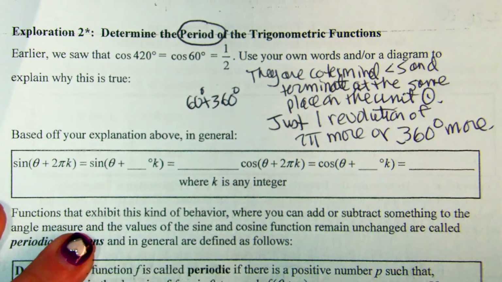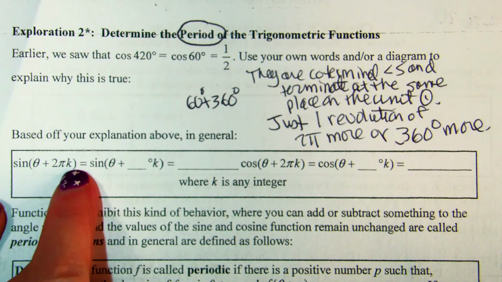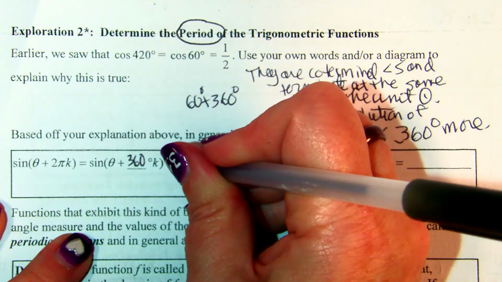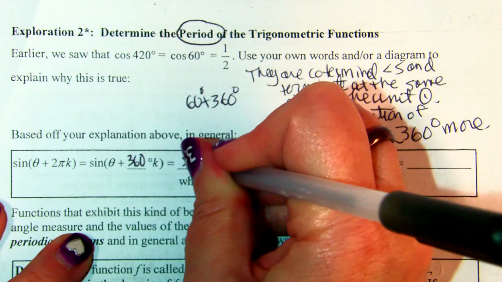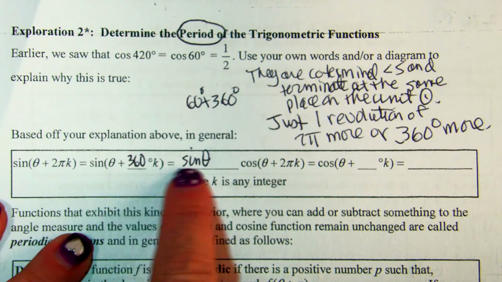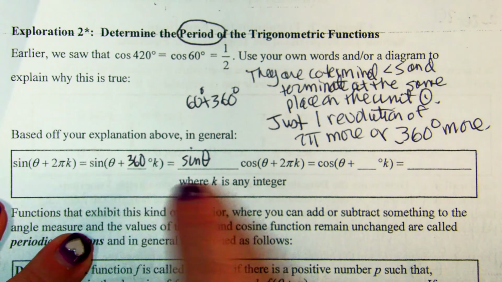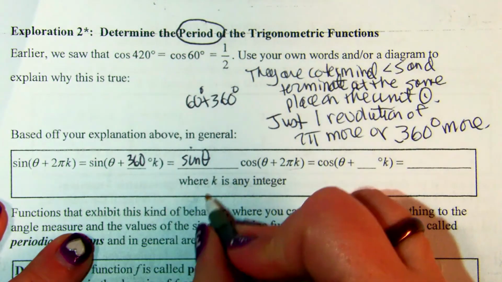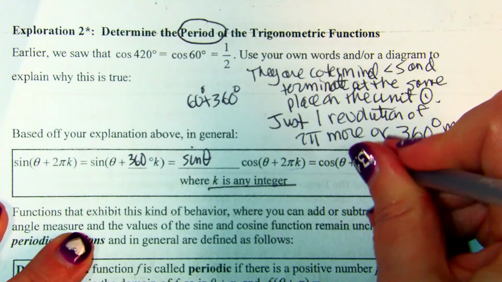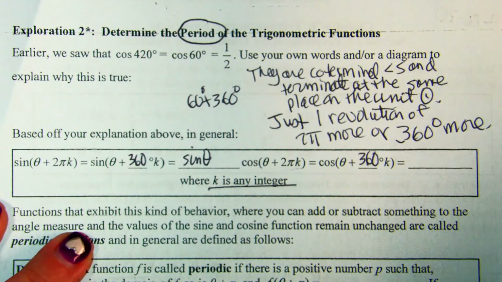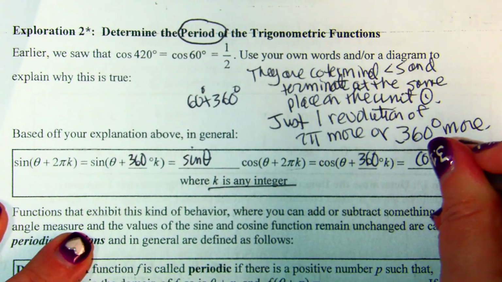So it says sine of theta plus 2 pi k, or theta plus 360 degrees k, equals sine of theta. If you add multiples of 2 pi or multiples of 360, you still get the original sine. And the same here, you could add multiples of 2 pi, where k is any integer, and this is 360k. You can add different 360s, or subtract 360s and go in the negative direction, and that would be equal to cosine theta.